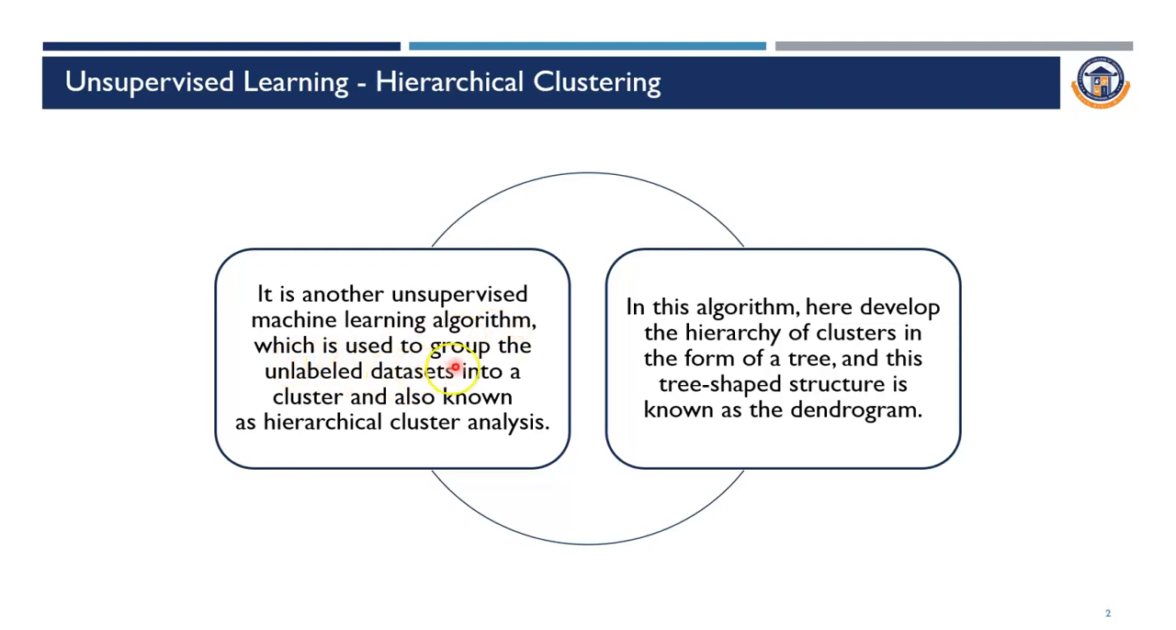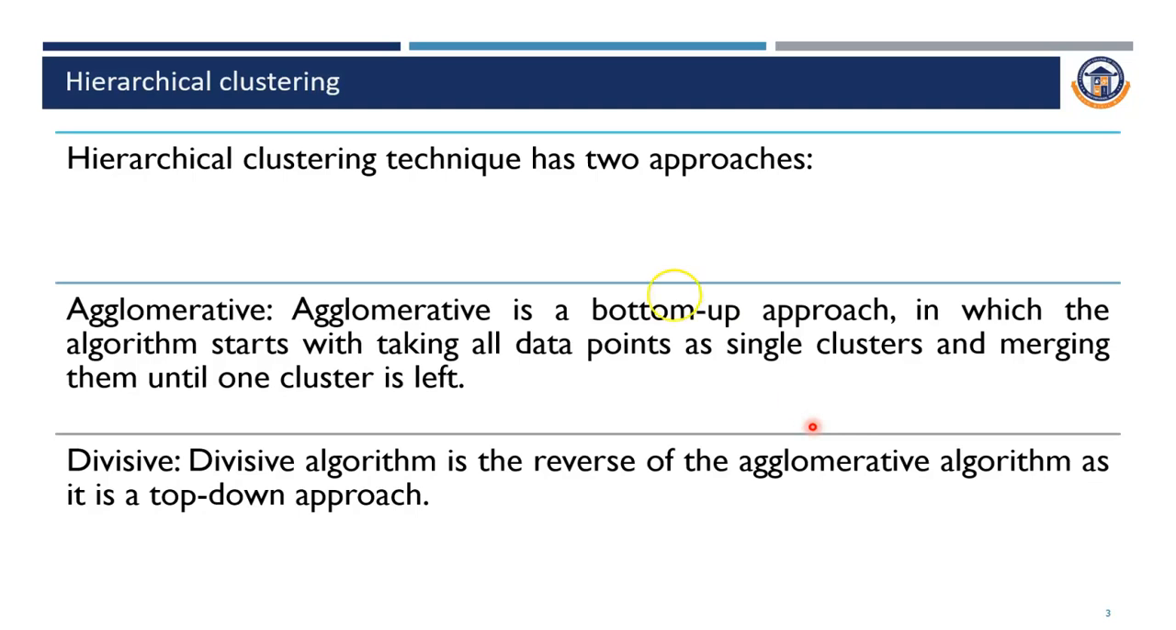Hierarchical clustering is used to group an unlabeled dataset into clusters, and it is also known as hierarchical cluster analysis. From this algorithm, we develop the hierarchy of clusters in the form of a tree. This tree-shaped structure is known as the dendrogram. First, see that hierarchical clustering techniques have two approaches: one is agglomerative, another one is divisive.